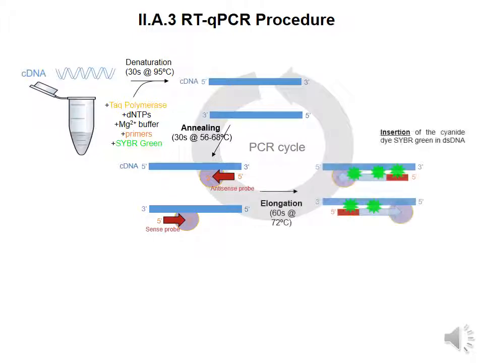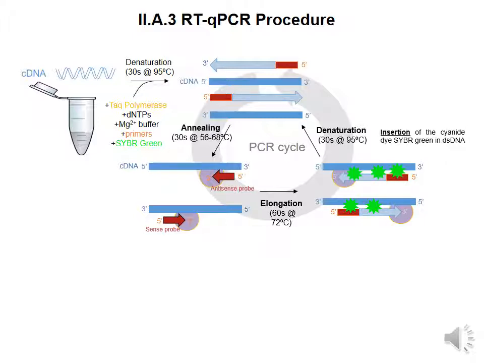Now, the DNA polymerase can start copying this single-strand cDNA into double-strand DNA. This process is called elongation. During the elongation step, the SYBR dye gets inserted into the newly generated double-strand DNA and starts to fluoresce. Then, we denature this newly synthesized DNA to go back to single-strand DNA and start a new PCR cycle. The aim of this is to amplify the DNA and increase the fluorescence signal.